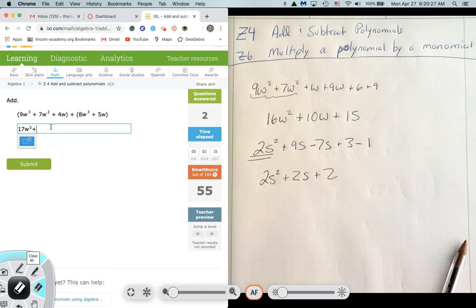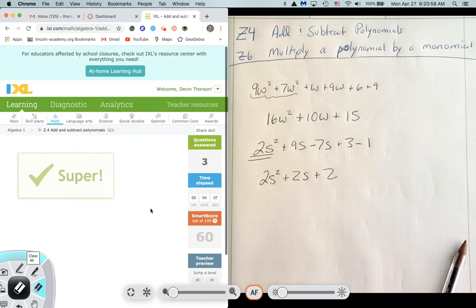Then I'm going to add that to, well, I have 7w squared in the first polynomial, but none in the next. So there's nothing that combines with this. So I just type in 7w squared. Then plus, I have a 4w, and I have plus a positive 5w. Positive 4 plus a positive 5 more is 9w. And you notice how I take the time to say a positive 4 plus a positive 5, so I don't mess up anywhere on my signs.